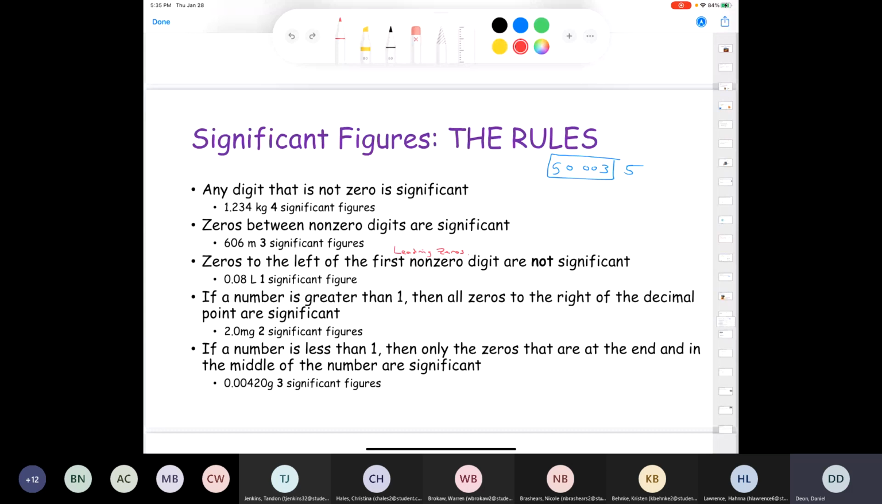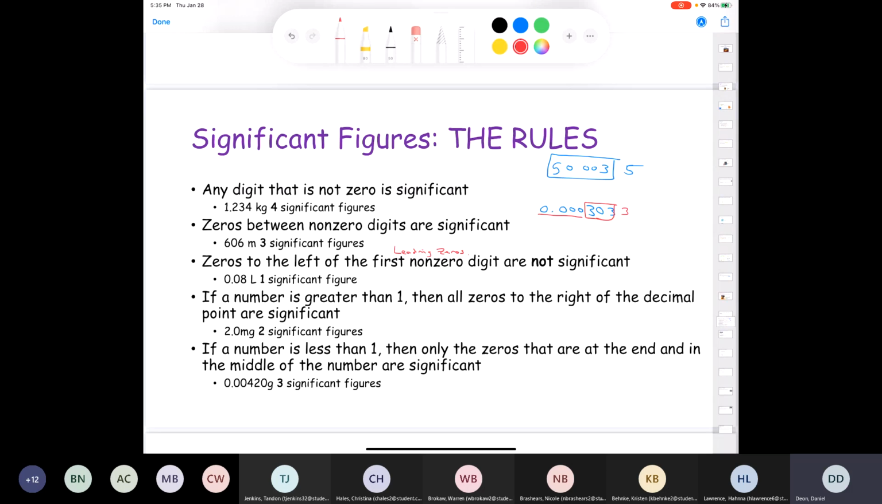Right, let me ask you a question. What if I had this number, 0.000303? Can anybody tell me how many significant figures there would be in that number? Exactly, there'd be 3. Because the leading zeros are non-significant, I do have another 0, but it's sandwiched in between 2 non-zeros. And so there would be 3 significant figures there.